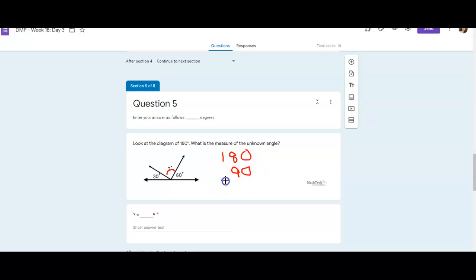Ms. Hatfield, where did you get 90 again? Well, I added the angles that I knew. I knew that that was 30. I knew that that was 60. And 3 plus 6 is 9. If I subtract, I have 90 as this. And you can kind of see that that's the right angle.